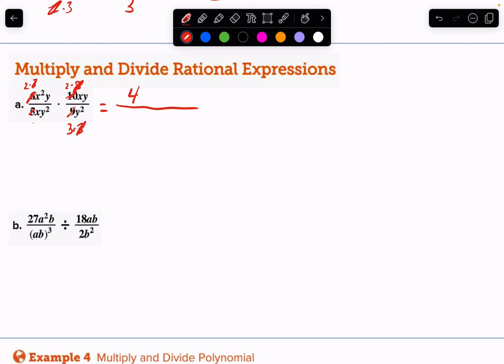Let's see. I got this y and one of those, and this y and the whole set. I got this x and that x. So I've got x squared left over, carry the 3 across, 3y squared.